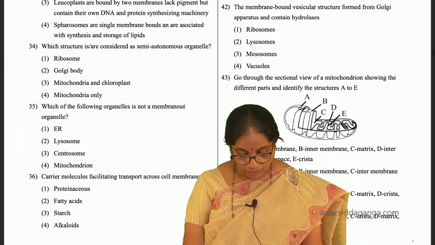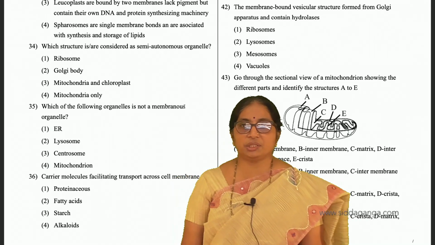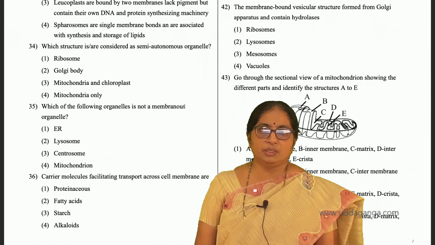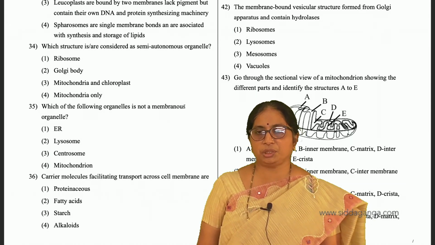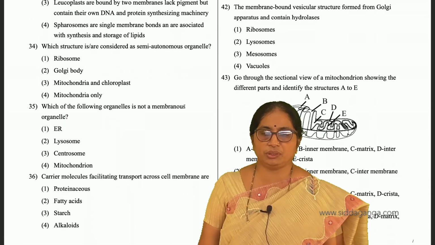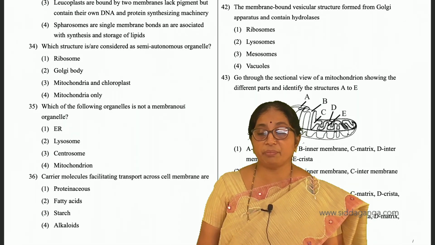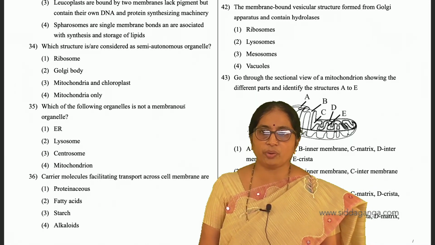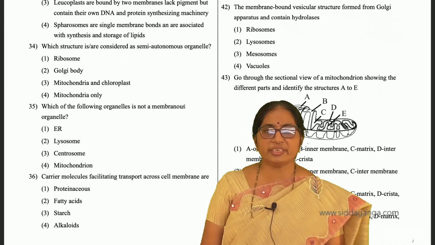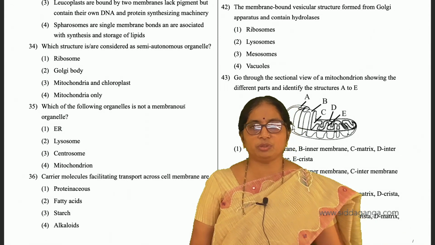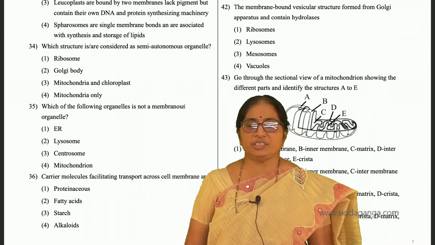Next. The membrane bound vesicular structure formed from Golgi apparatus and contain hydrolases. Hydrolases are the various enzymes which help in the breakdown of the complex molecules, so they are also called hydrolytic enzymes. And the hydrolytic enzymes are found only in the lysosomes. They are absent in case of ribosomes. Ribosomes are the sites of protein synthesis.